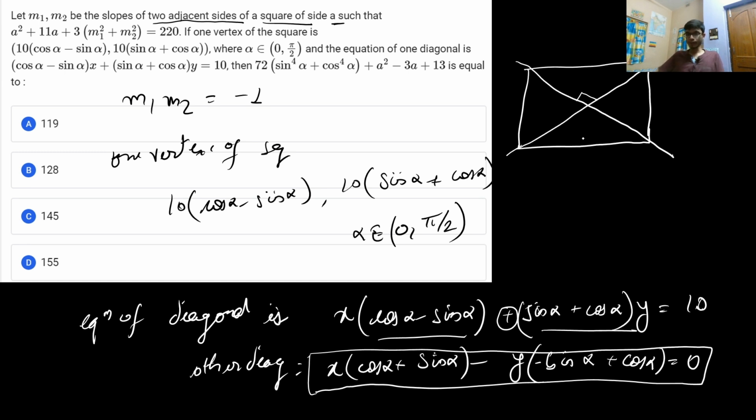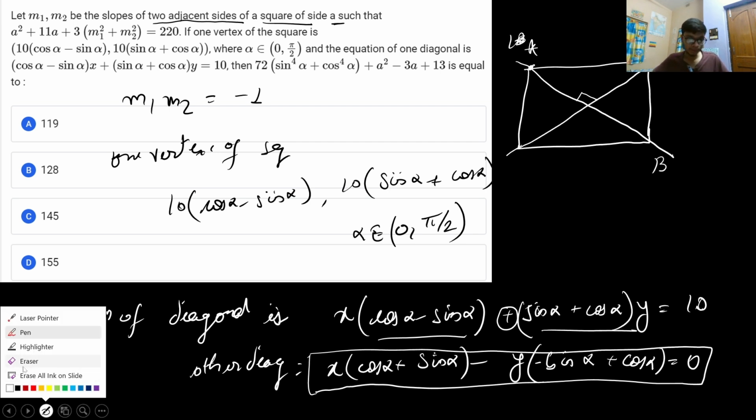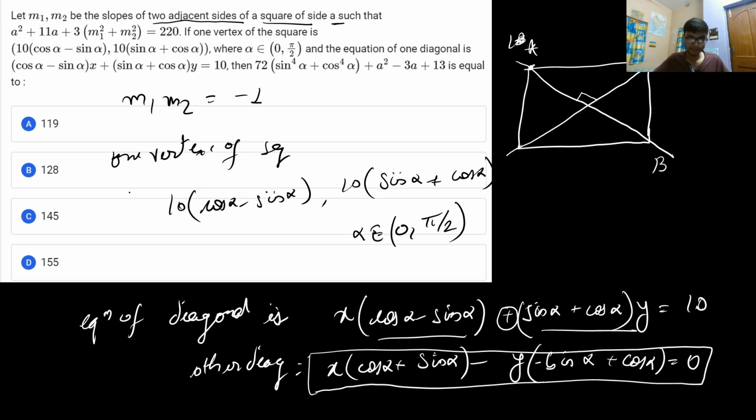All right, so you can check that this is one vertex, given as 10 comma 10 into cos alpha minus sin alpha comma 10 into sin alpha plus cos alpha. Now I am labeling this as A, and this as B. From the problem, the vertex A satisfies the equation of the other diagonal. I am assuming the equation of the other diagonal, which is perpendicular to the first, is equal to some constant. And since A passes through the other diagonal, the value of the constant is equal to 0. That's how I obtained the equation of the other diagonal. I hope this is clear.